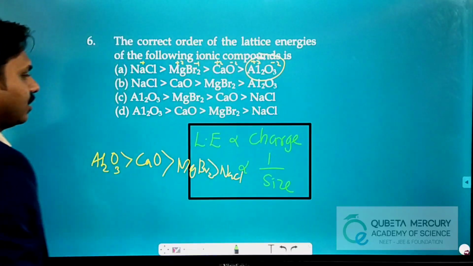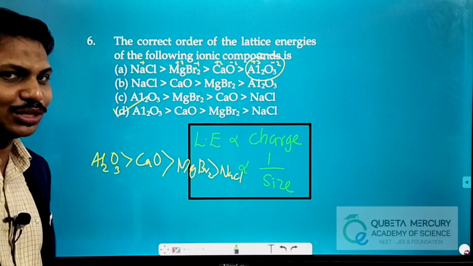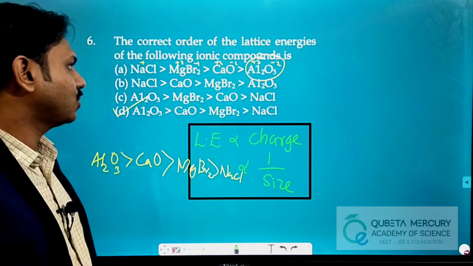Where is this option given? Al2O3 is here, so D is the right option. Did you get it? Moving on to the next question.